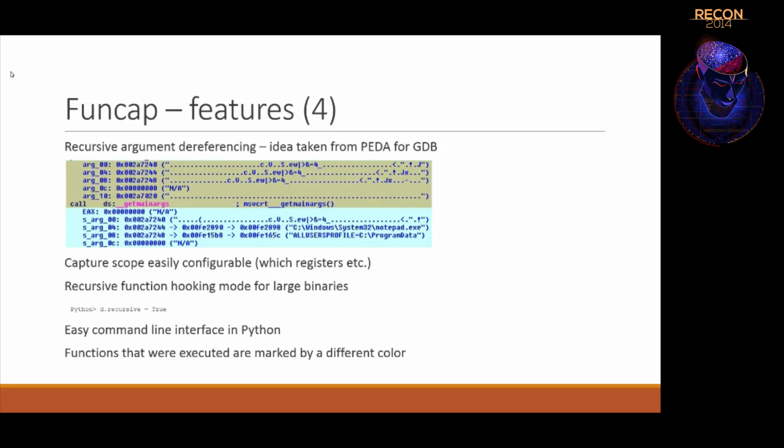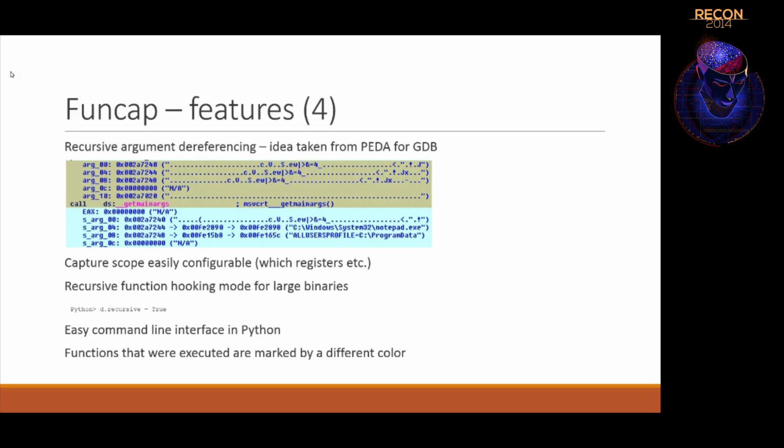You can have a recursive function hooking mode for large binaries. A frequent question that I'm asked is that if there are a lot of functions and you place breakpoints on all of them in a large binary, then it will be very slow. Yes, that's true, and for that you can use the recursive hooking, where you can basically hook the WinMain or the first function that is called, and from there FunCap will hook recursively as it goes. It has only a command line interface. There is no GUI.